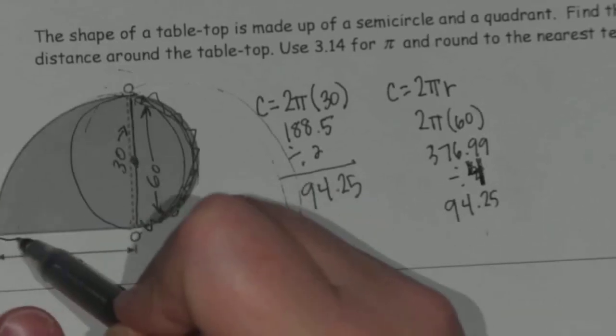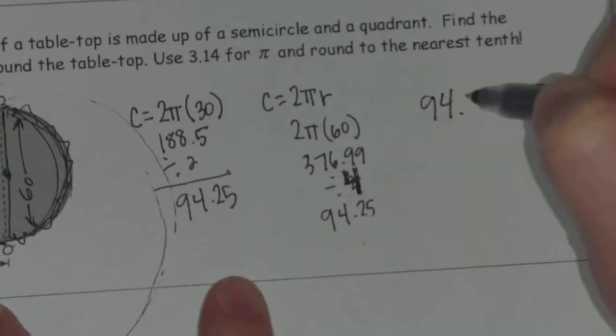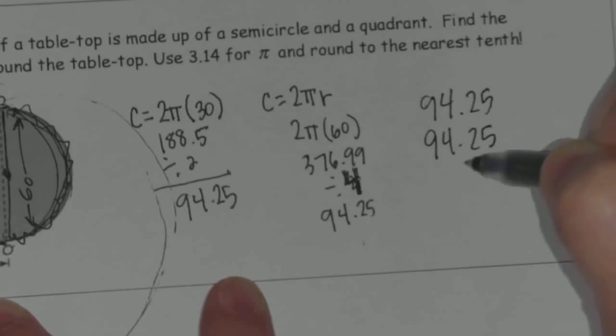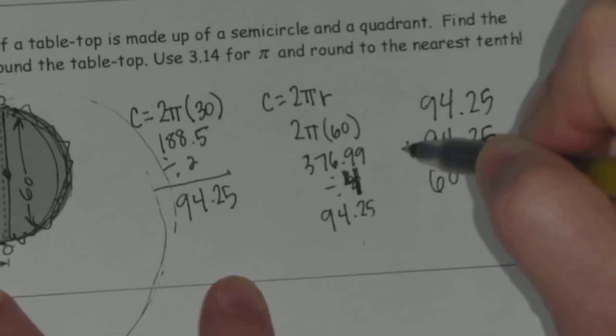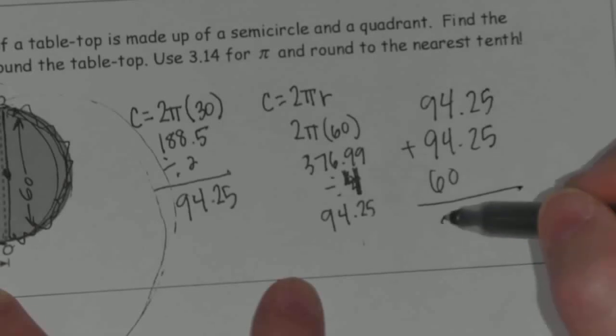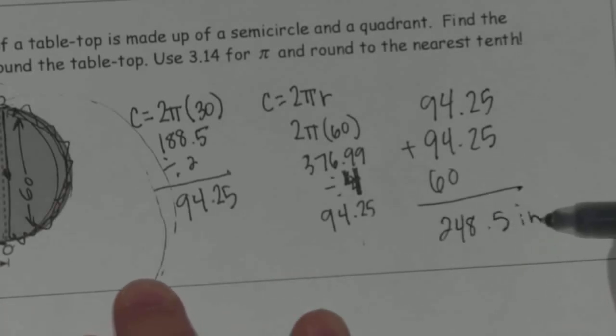And then just add on this straight length right here of 60. So I'm going to do 94.25 plus 94.25 plus that straight length, which is 60, and that will give me the distance around that weird shape. And that distance is 248.5 inches.